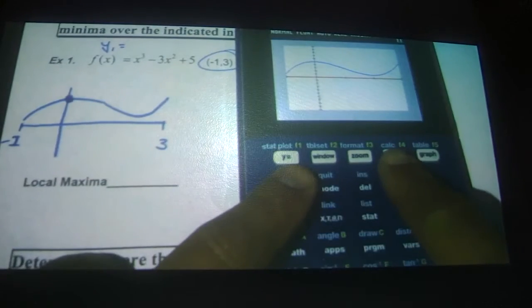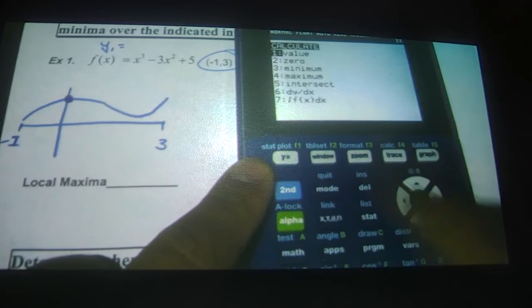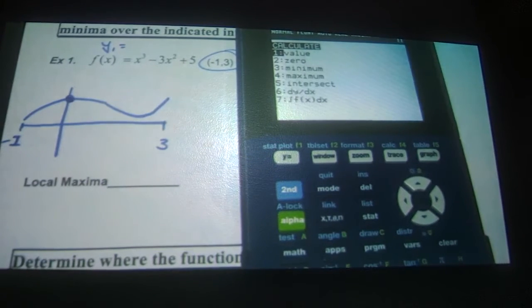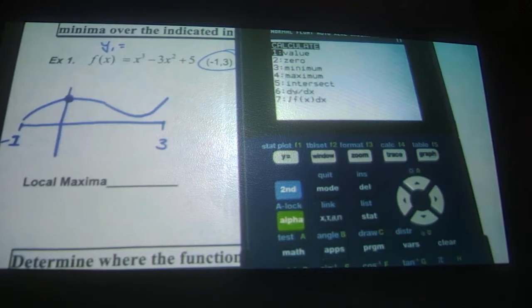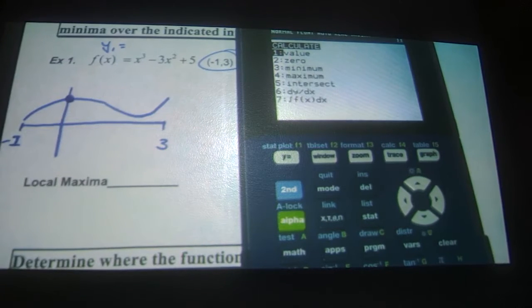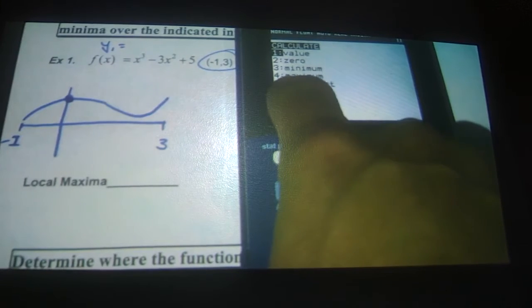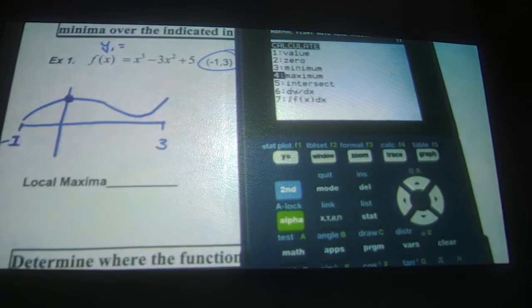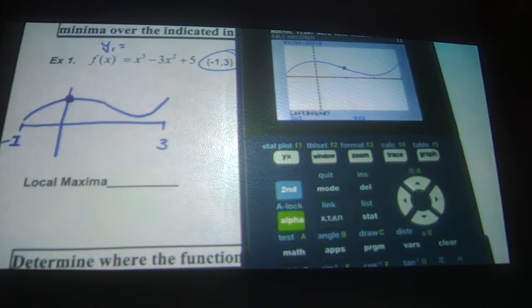So I press second trace. Second trace is the calculate menu. And guess which one we're going to press? Show me your fingers. Which one were you going to press? Second trace number. Shaylee gives me the 4. We're going to 4. We're doing maximum. So go down to 4 or press the number 4. And now we want maximum.